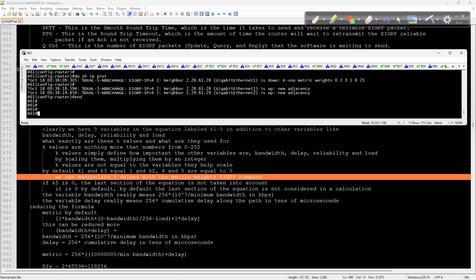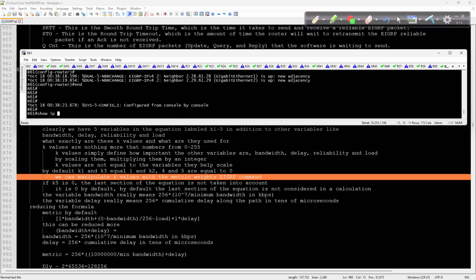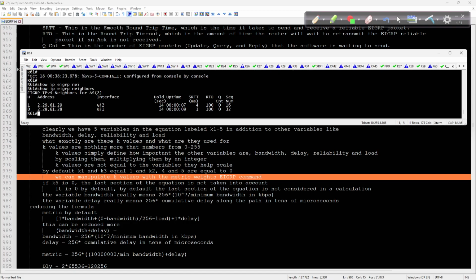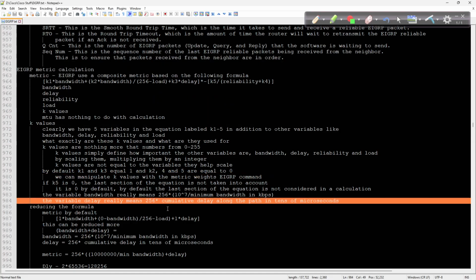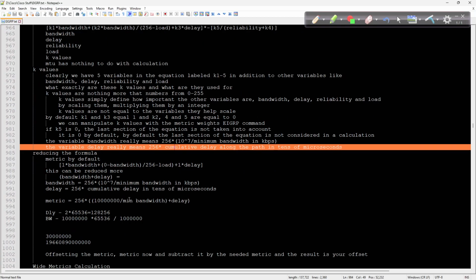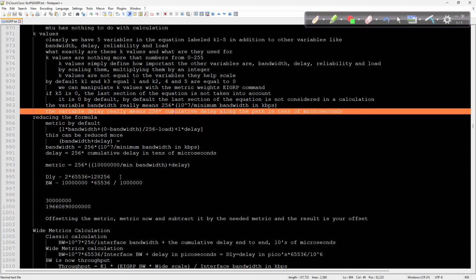Perfect. If I do another show IP EIGRP neighbors, it's kind of ironic that my round trip timeout now is 100 and my smooth round trip time is down to 4. Much happier with that. So these are just some of the things that I wanted you guys to see in terms of how they work. If you want to, this is a reduction of the formula. So if you want to take a look at how this works, be my guest.